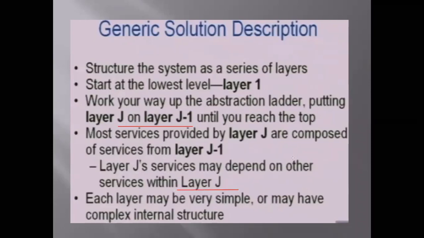You can imagine that if there is a layer J here, there will be layer J plus 1, and there will be layer J minus 1. Each layer may be very simple or may be complex. Sometimes the individual layers will be very simple, or they can have a complex structure, especially the top level layers.